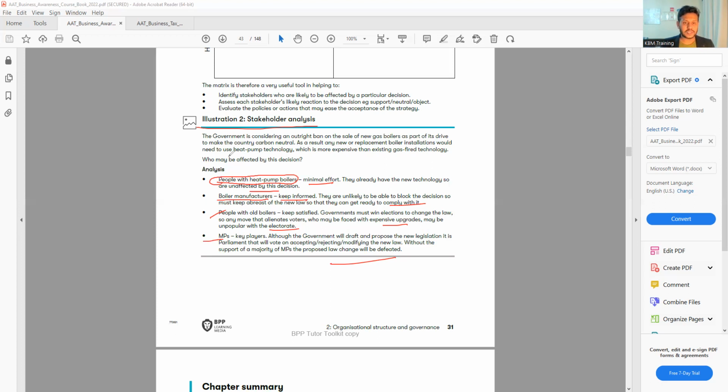So because of this decision, all these people will be affected somehow. So all of them will be stakeholders.